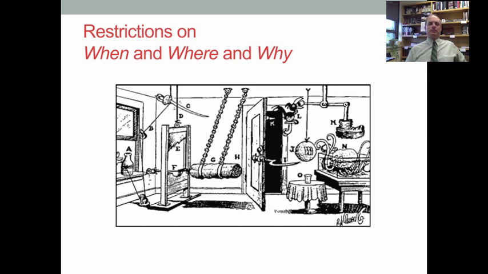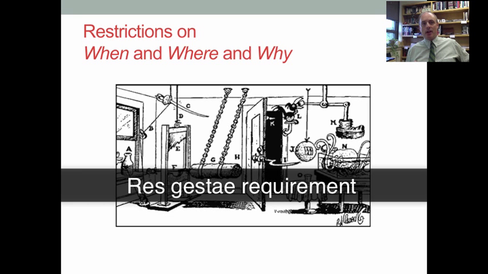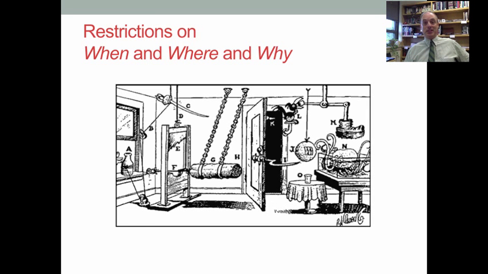On the why question, courts commonly require that the killing happen, quote, in furtherance of the predicate felony. This is sometimes called the res gestae requirement. The killing must happen within the res gestae of the things to be done to commit the felony. As for the when and where limits, again, not many of these out there. They're proposed all the time, but they're not accepted very often by the courts. But some courts have said that the death has to be foreseeable. And the further apart in time and in place the death is from the actual commission of the felony, the more likely it is a court will declare that wasn't foreseeable.